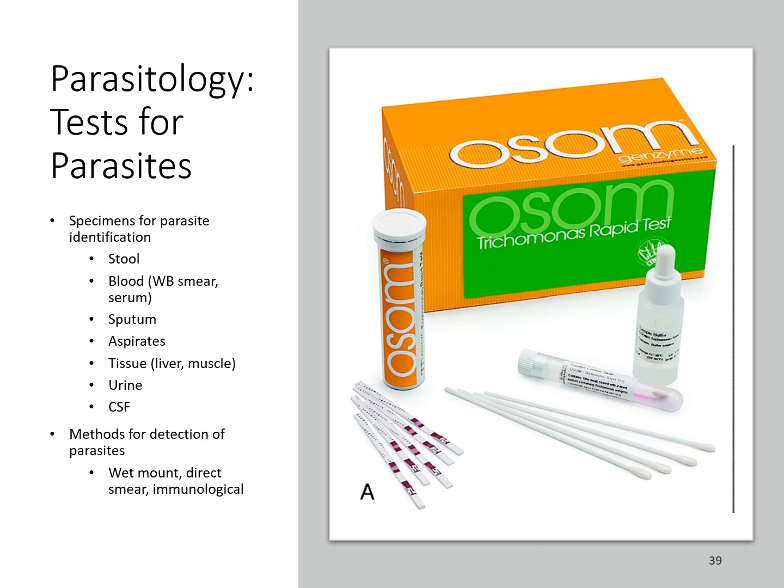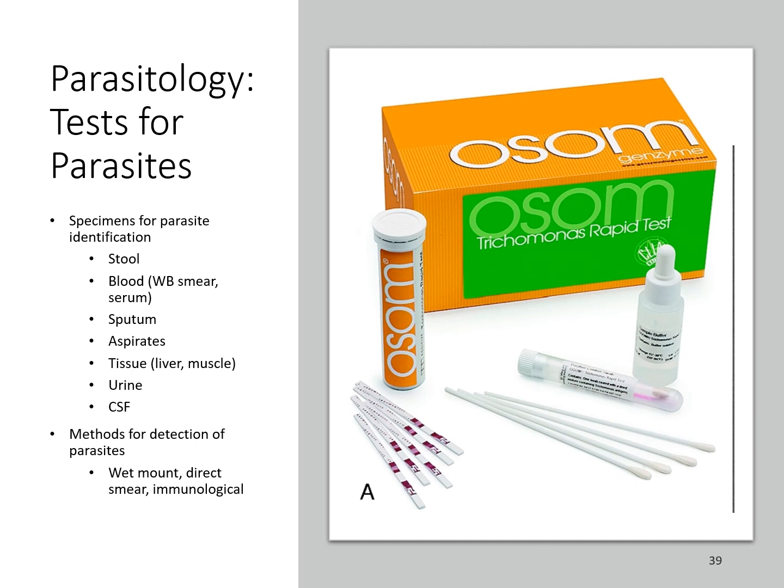It could be urine, it could be spinal fluid. And so there are also methods of detection, which would include doing a wet mount or a direct smear, where you're actually making some sort of fixed smear. For example, with a stool specimen, you would put some of that stool onto a microscope slide, and then you would fix it to that slide and stain it and look for those particular organisms.